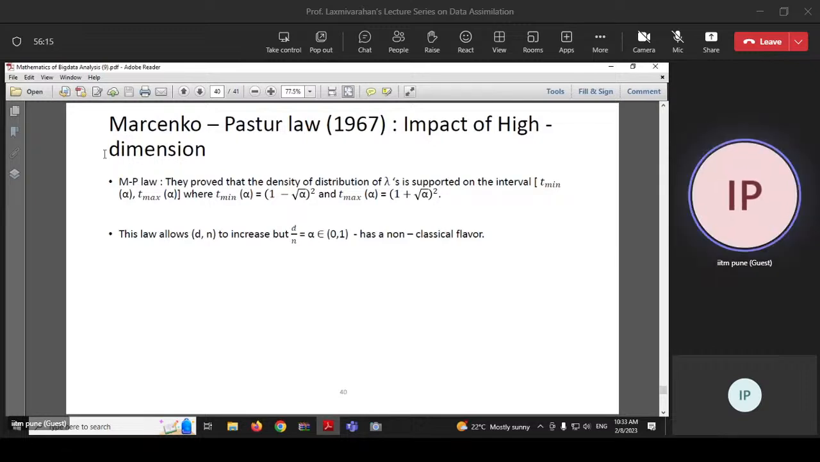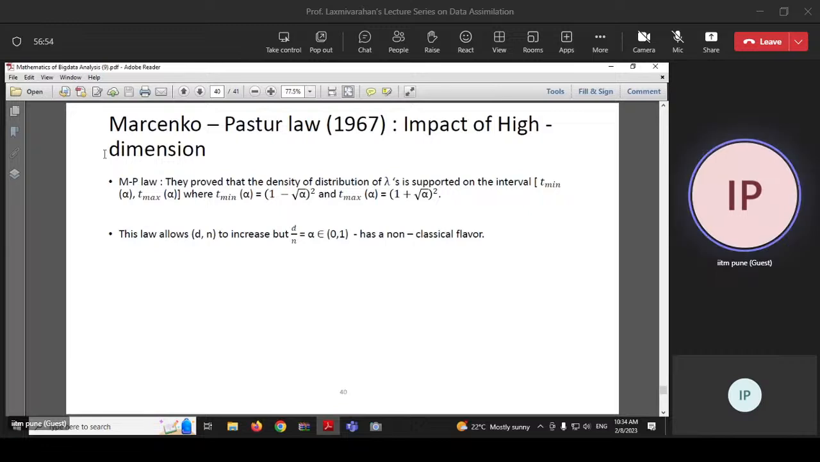If alpha is 0, they collapse. T min is equal to T max. So as long as alpha is greater than 0 and less than 1 — you remember my condition, less than 1 — there is going to be an interval, 1 minus square root of alpha squared to 1 plus square root of alpha squared. Your eigenvalues are going to lie within that interval. So that essentially tells you, as d over n increases, and d over n is alpha between 0 and 1, this result has a non-classical effect.